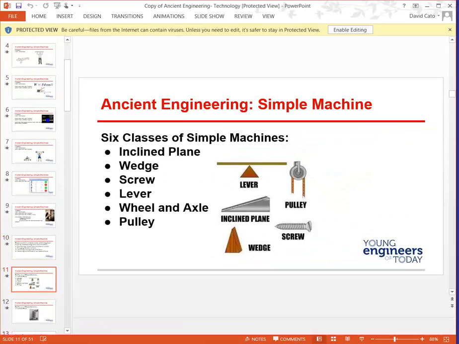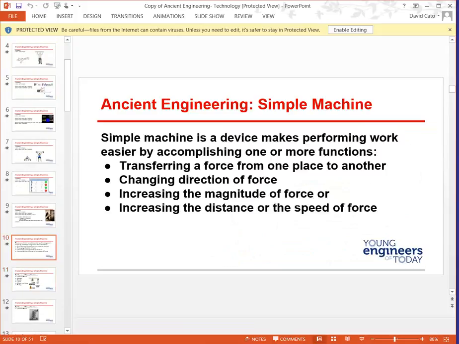Okay, so let's take the first simple machine, an inclined plane. Let's take a more obvious one. Let's look at the lever. It looks kind of like a seesaw. It's the same thing. Imagine there's a box on one side, and you're sitting on the other side. So you're pushing down on the lever, and the box will then go up in the air. So what was accomplished using the lever?